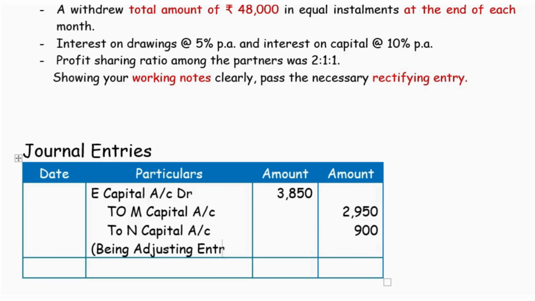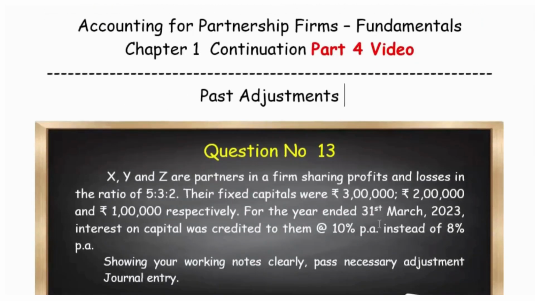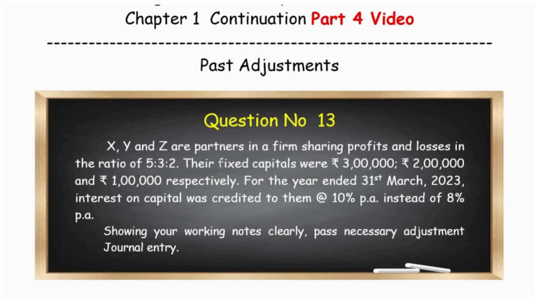Adjustment entry made. This is how we finally calculate the amount to be adjusted to the partners. Next question. Again, this question is also about the past adjustments. We are given the question details about the three partners, and it is said that they are maintaining the capitals on fixed capital method.